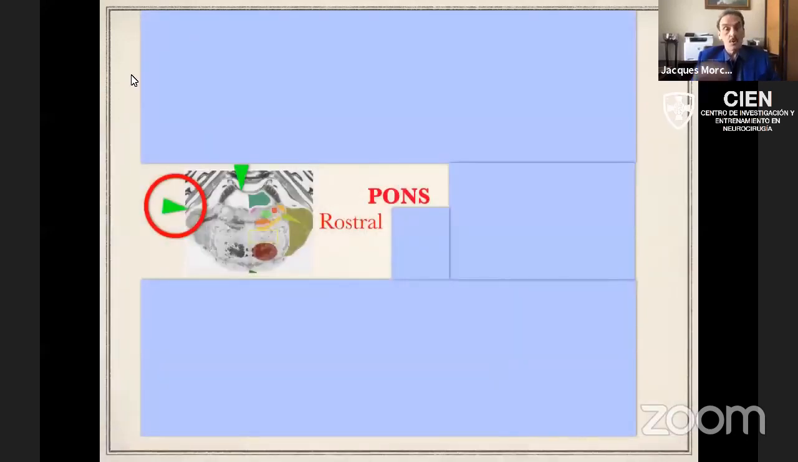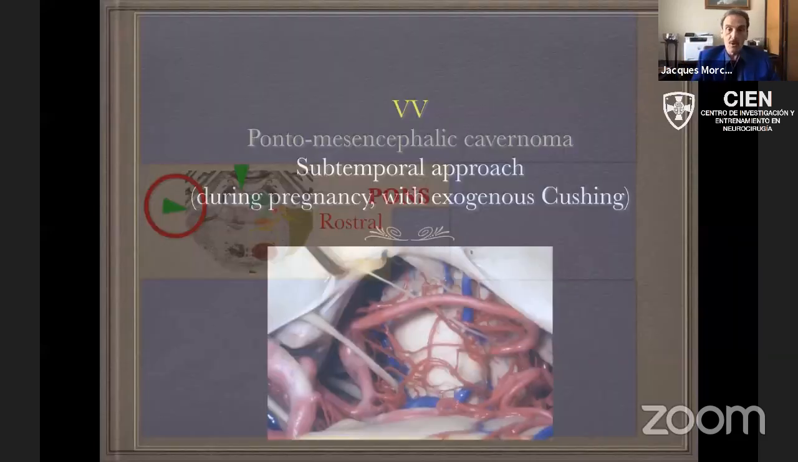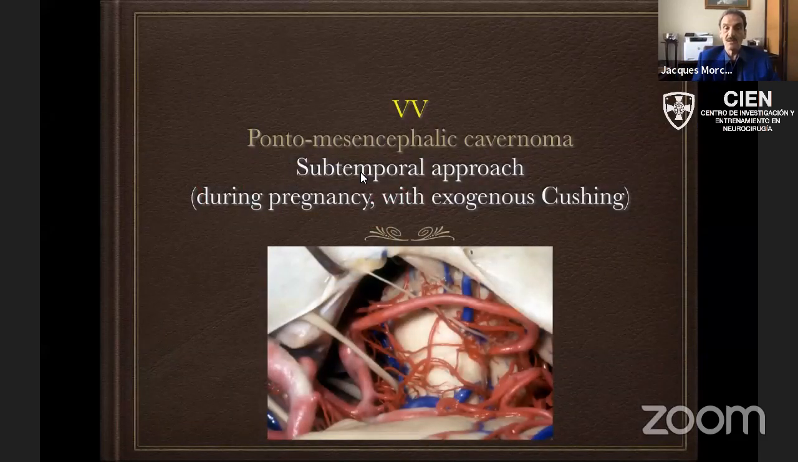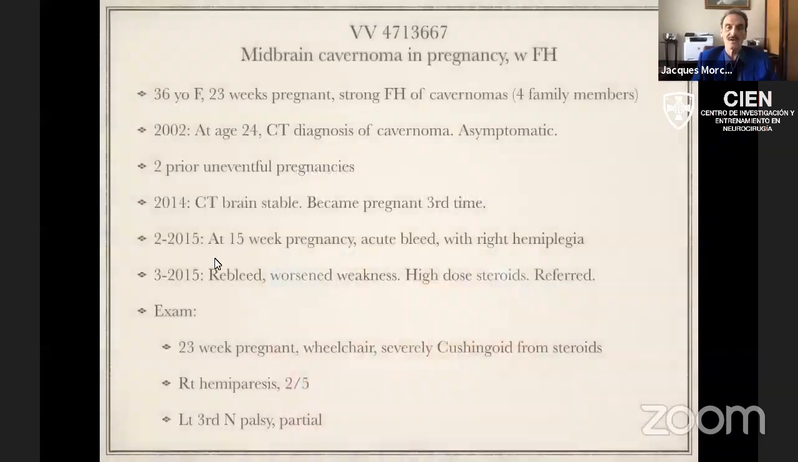Pons, let me show you an example of a rostral pons lesion. In this case, it's a pontomesencephalic cavernoma. I'm going to use a subtemporal approach. What makes this case difficult is that this was during pregnancy and she had Cushing, not Cushing disease. The doctors treating her kept giving her steroids and they gave her exogenous Cushing syndrome. You will see what I mean.